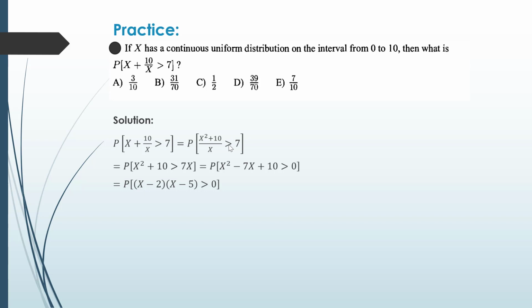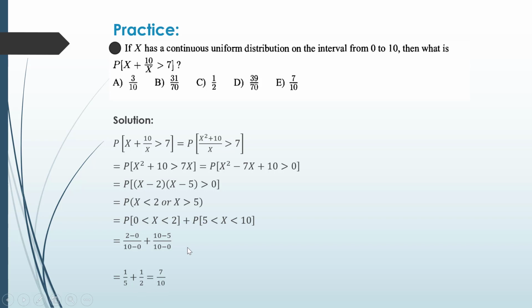And this is basically just a quadratic. So we factor the left-hand side. We have (X minus 2) times (X minus 5) is positive, which means either X is less than 2 or X is greater than 5. But the minimum value here is 0 and the maximum is 10. Don't forget that detail. So basically we have two rectangles, one from 0 to 2 and one from 5 to 10. So the probability of X less than 2 and greater than 0 is (2 minus 0) over (10 minus 0), and the probability that X is between 5 and 10 is (10 minus 5) over (10 minus 0). The answer is 7/10, which is E. E is the answer.